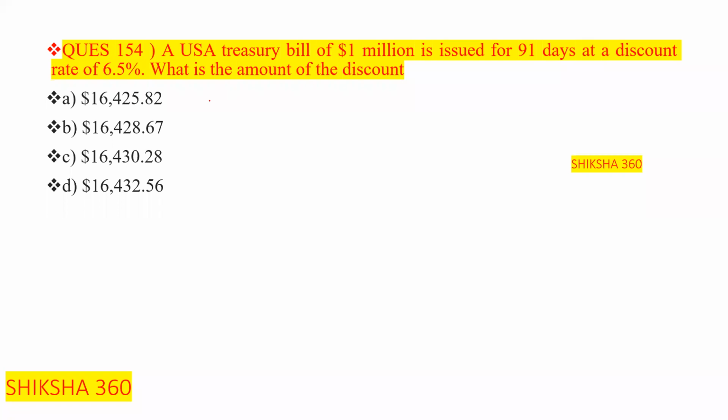We treat this like a simple interest. We calculate simple interest as principal into rate into time upon 100. Either they have given the interest or the discount, we just have to calculate on the principal amount for the given duration and as per the given interest rate.